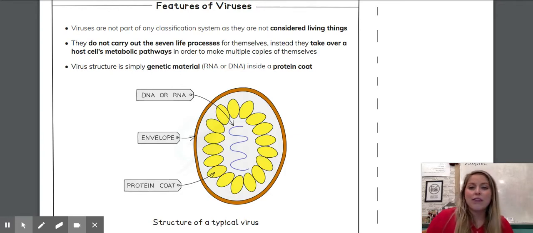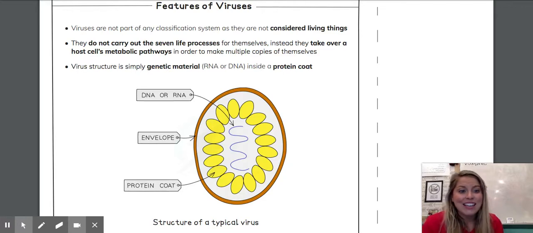Now, it's important to note that viruses are not part of any classification system because they are not considered living. They just are entities that exist, and they cannot start to perform some of the 7 life processes until they take over a host cell and its metabolic pathways. So ultimately, they have to invade a host cell or a host organism. Then they can begin to take over other cells, multiply and copy themselves in drastic number. Those cells then burst open, sending more virus cells out. So you can see very quickly that viruses can replicate in our bodies really very fast.